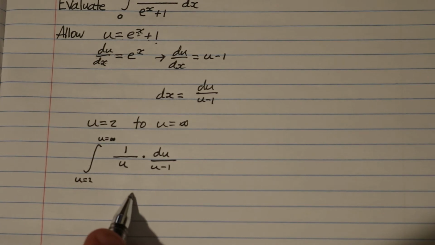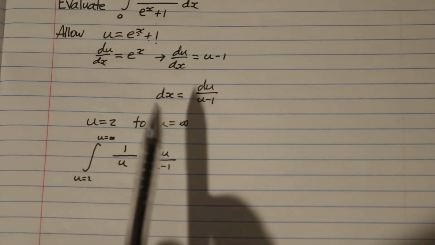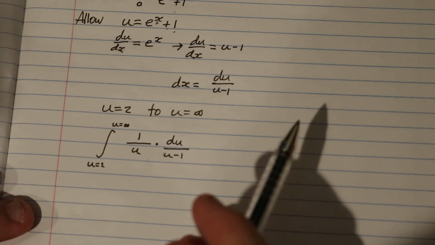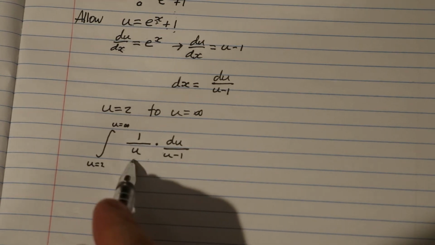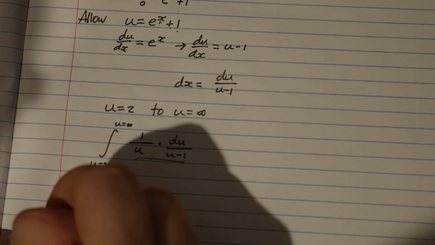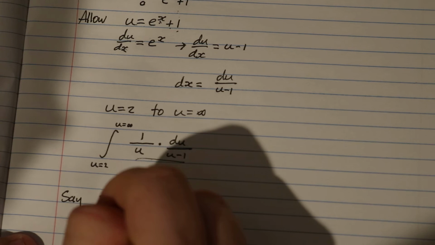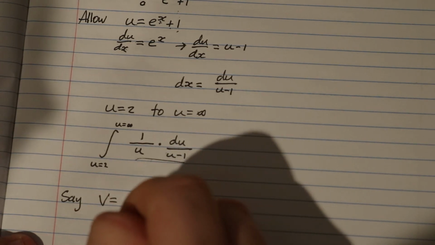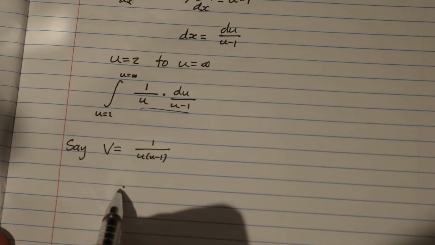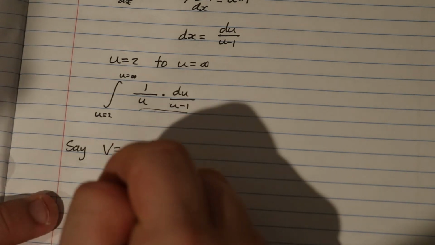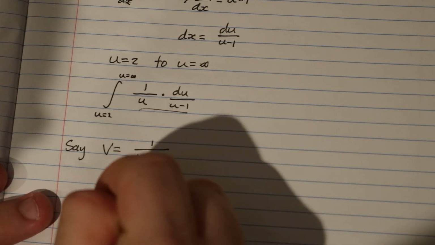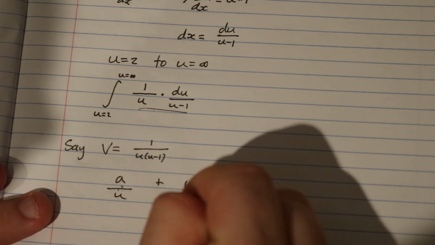And we can actually solve this integral, unlike the original integral directly, and that is using partial fractions. So let's look at this statement separately for a second, instead of looking at it in the integral. Say v was to equal 1 over u multiplied by u minus 1. How can we separate this? Well, we can use the idea of partial fractions, as I said. So that's a over u plus b over u minus 1.